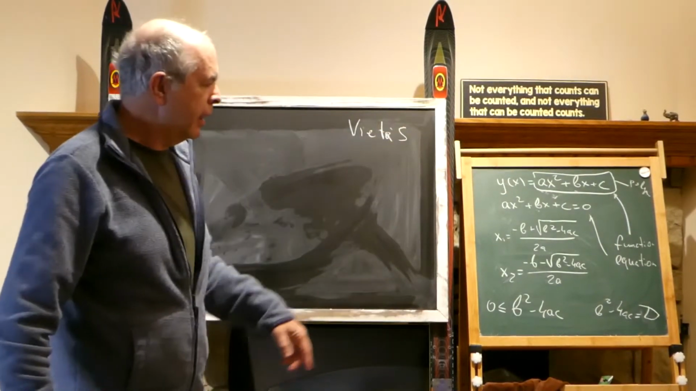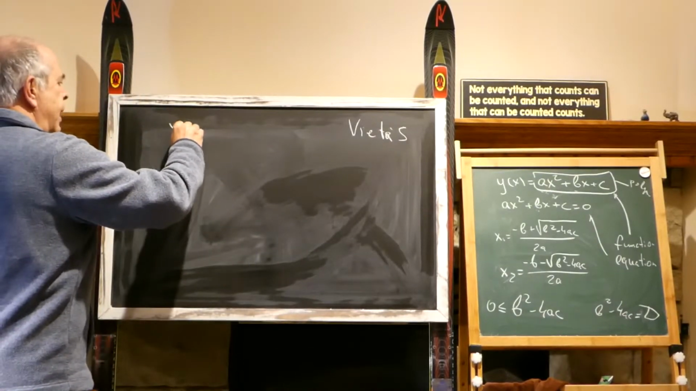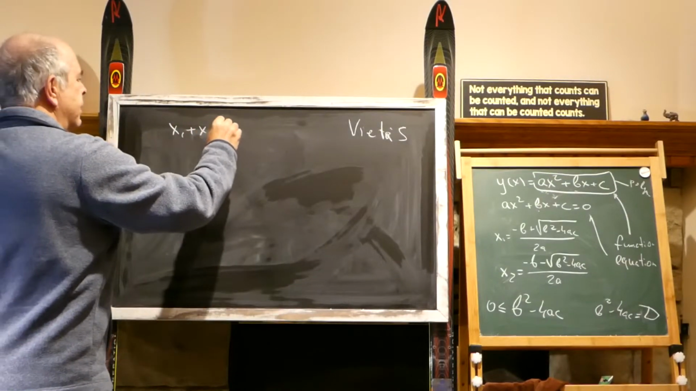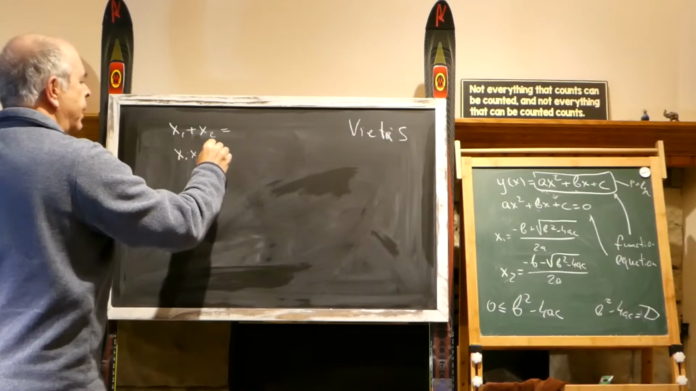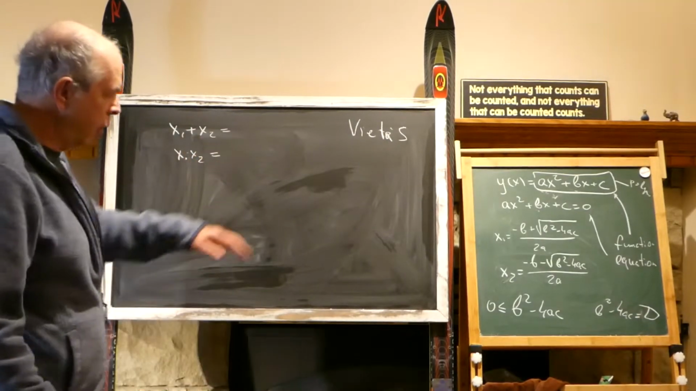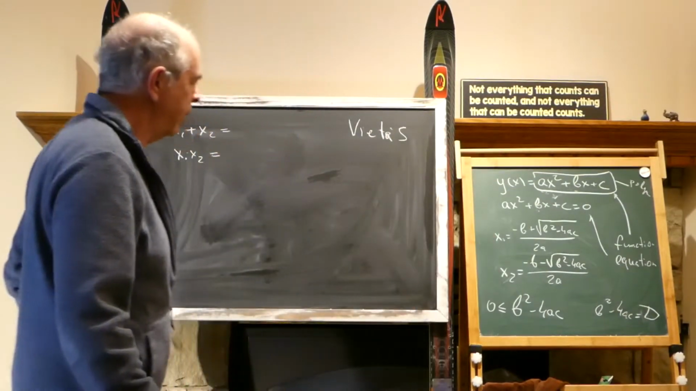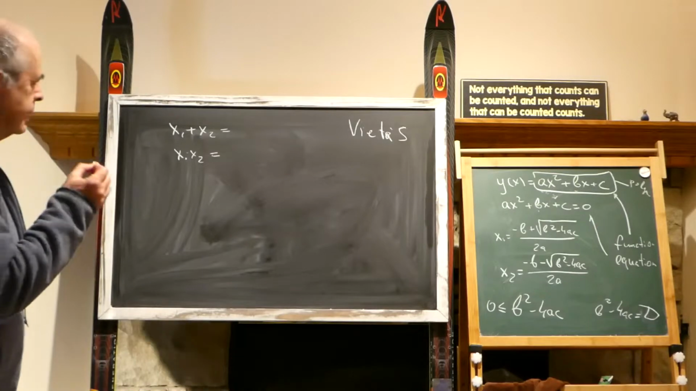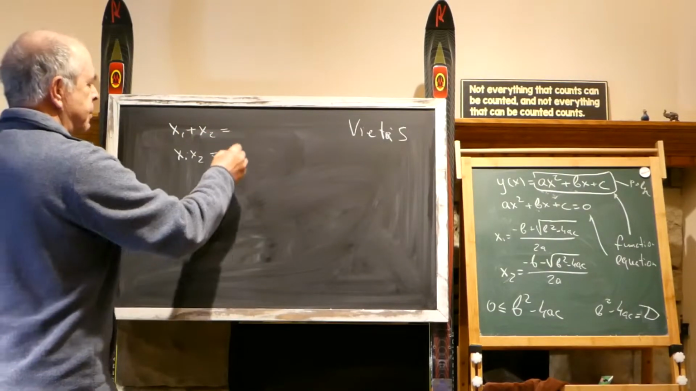Vieta's theorem, and this is very simple. It says x1 plus x2 equals something, and x1 multiplied by x2 equals something. So, if we have a quadratic equation, we have this formula and this formula. There is a simple way of adding and subtracting.